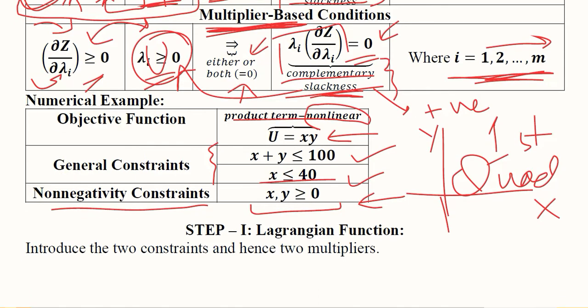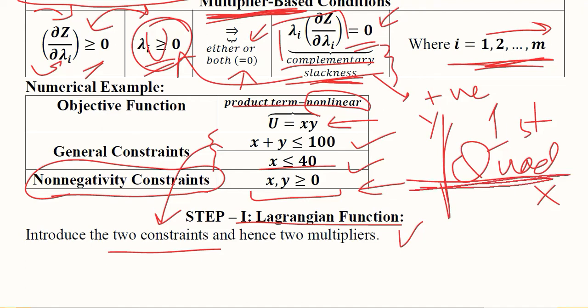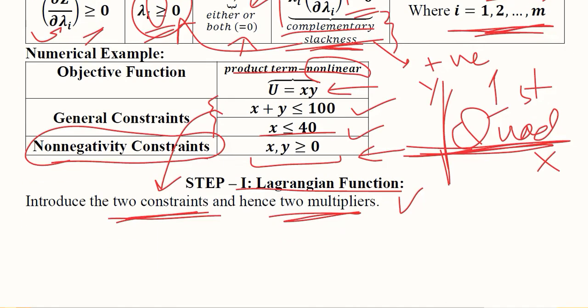And now we perform the first step, which is to form the Lagrangian function. We have two constraints, these general constraints we are talking about. Non-negativity constraints will not be used in the development of the Lagrangian function. They will remain there as they are, and they will only guide us about the location of the graph in the Cartesian coordinates, that is the first quadrant. So if there are two constraints, there will be two multipliers, lambda1 and lambda2.